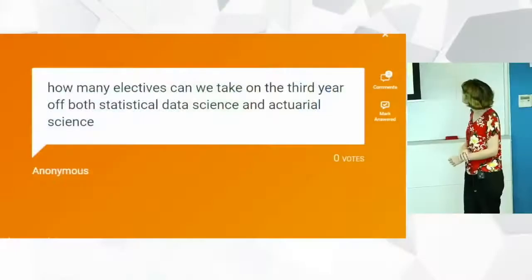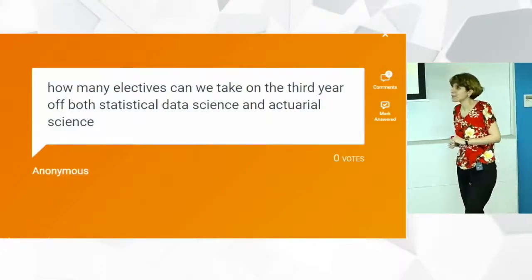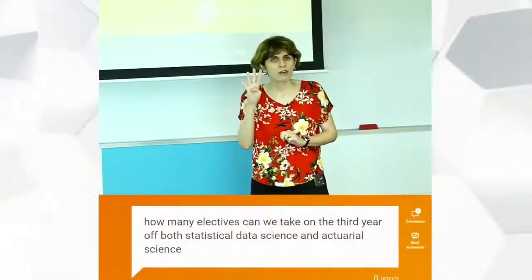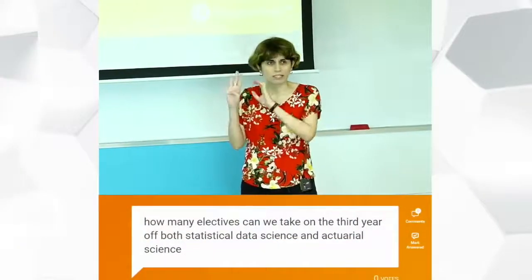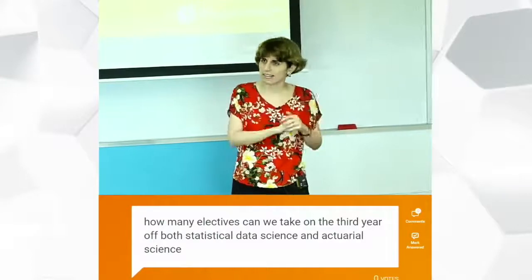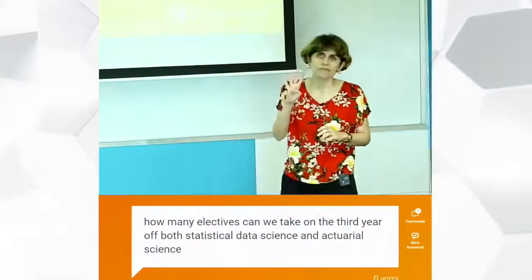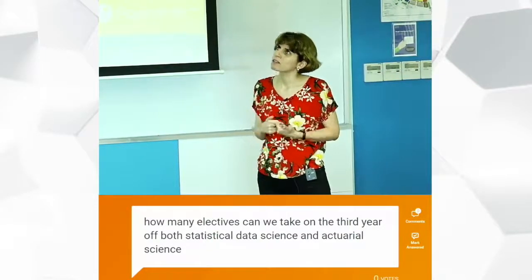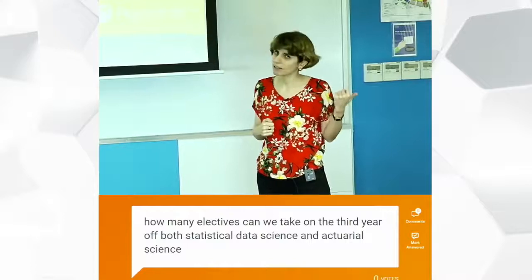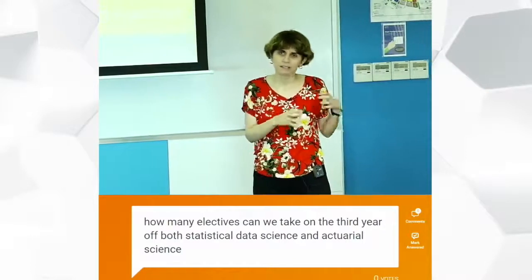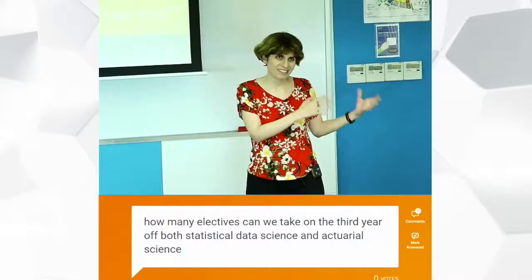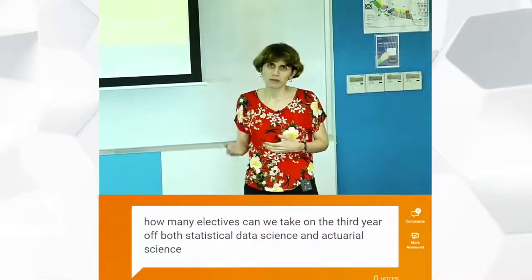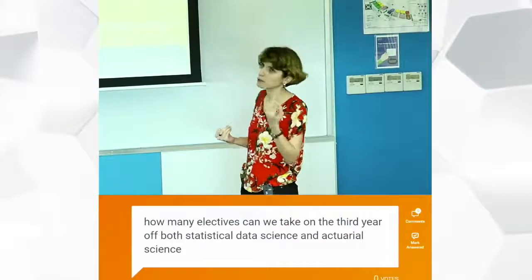How many electives can we take in the 3rd year of both statistical science and actuarial science? Each semester, we have only 4 subjects, including compulsory and electives. So it's just 4 subjects. If we have any compulsory course, for example in the 3rd year, because most of our optional courses are in the 3rd year, and one of them is compulsory, that means you can have 3 optional courses.